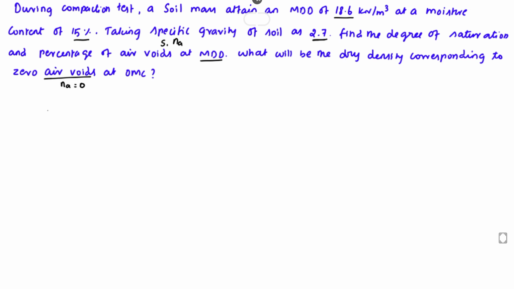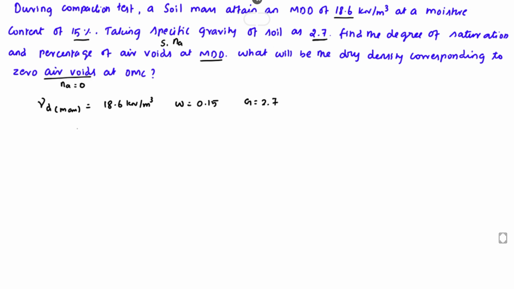Okay, so the given values: gamma d, the maximum dry density, equals 18.6 kilonewton per meter cube. Then OMC, that is w, equals 0.15, that is 15%. Then specific gravity G equals 2.7. Now we have to find out the degree of saturation, and after that we can find out the percentage of air voids.